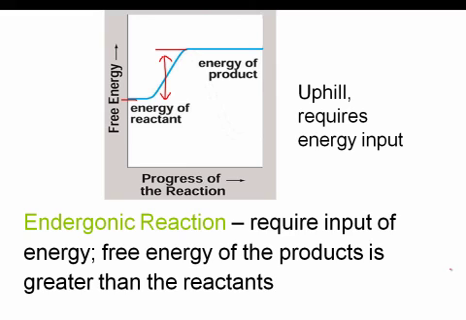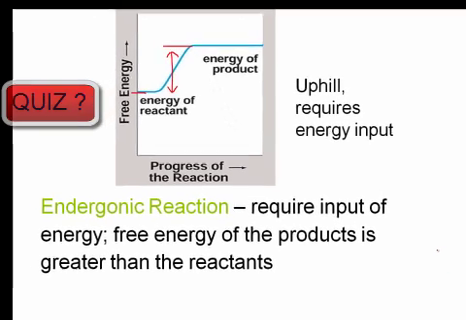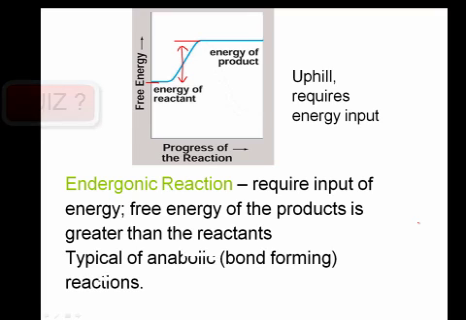This type of reaction is called an endergonic reaction. It requires the input of energy, so the free energy of the products is greater than the free energy of the reactants. This is typical of an anabolic reaction. Anabolic reactions are when we take energy that's been extracted from food that we digest, and we use that to build our own proteins, to build our own cells. And we are forming new bonds that requires an input of energy.